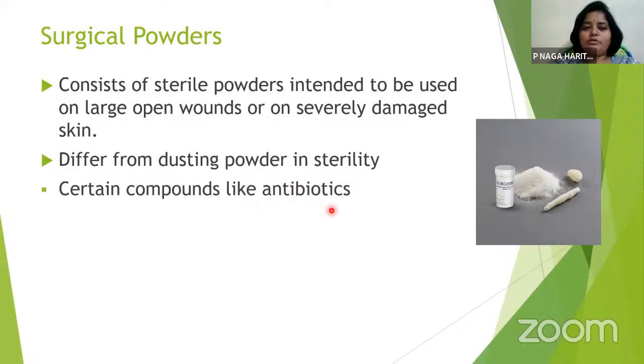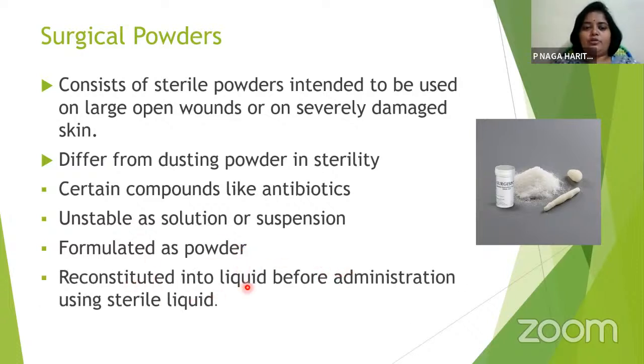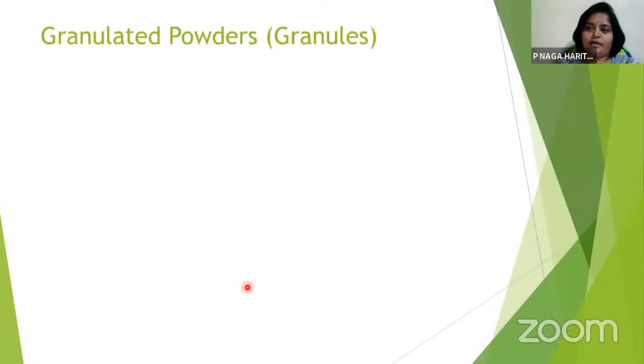And certain compounds like antibiotics, which are unstable as a suspension or a solution, can be used as surgical powders. So such type of compounds can be produced as powders, and they are reconstituted into liquid before administration using the sterile liquid. So those are the conditions for the surgical powders.